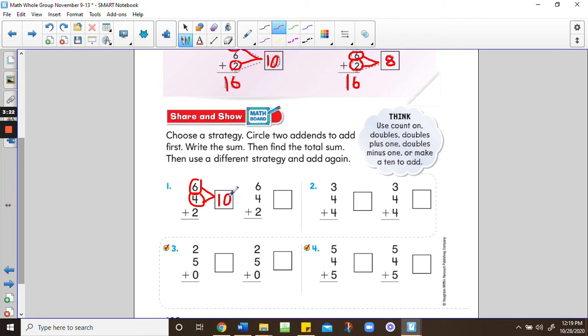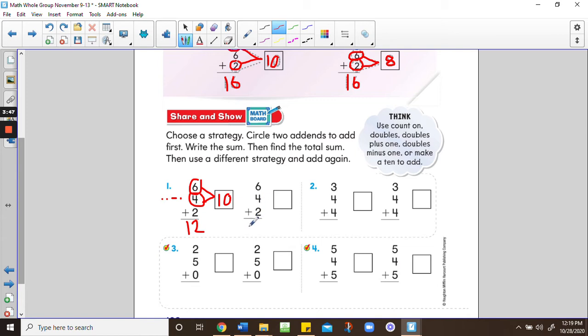They make a 10. If I wasn't sure, you can always draw circles. 6 plus 4, 6, 7, 8, 9, 10. And now that makes a lot easier of a problem. 10 plus 2 is 12. Great job. Adding three numbers isn't as hard as it seems.